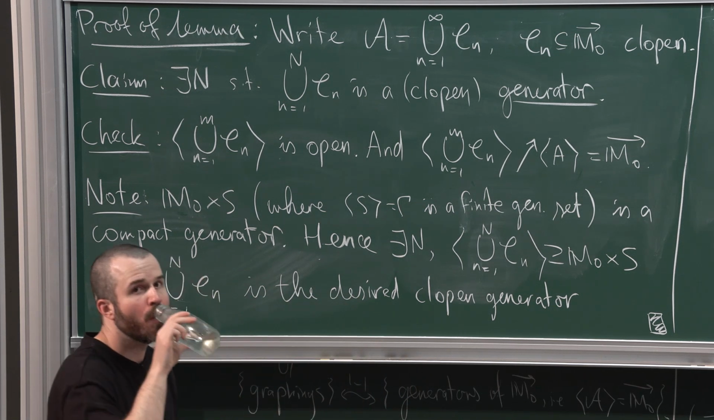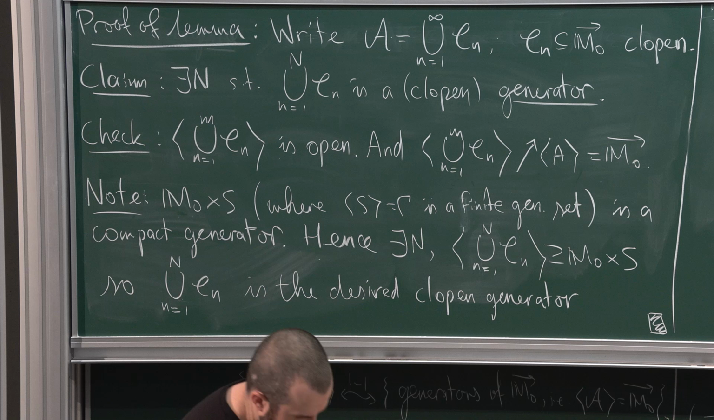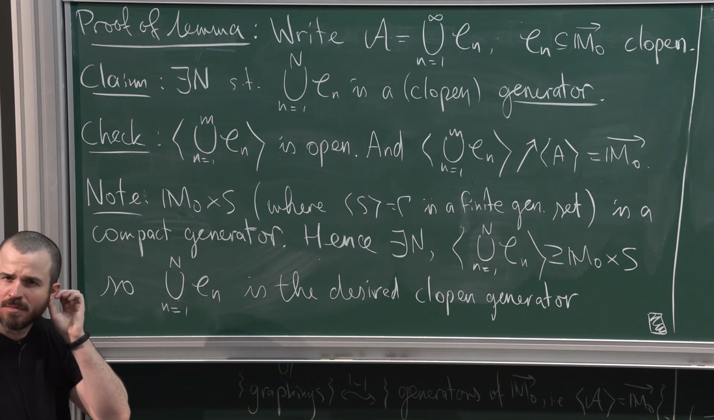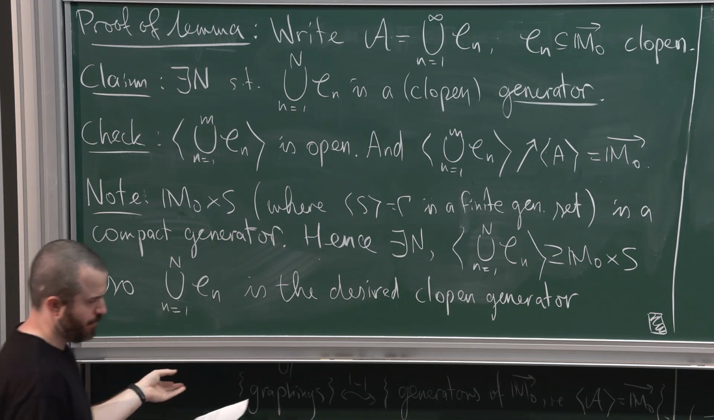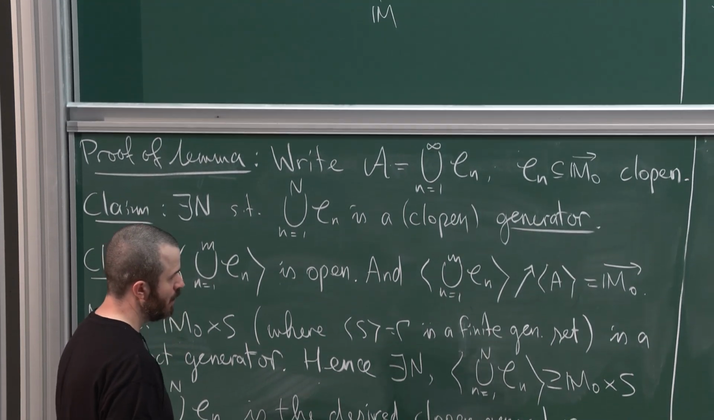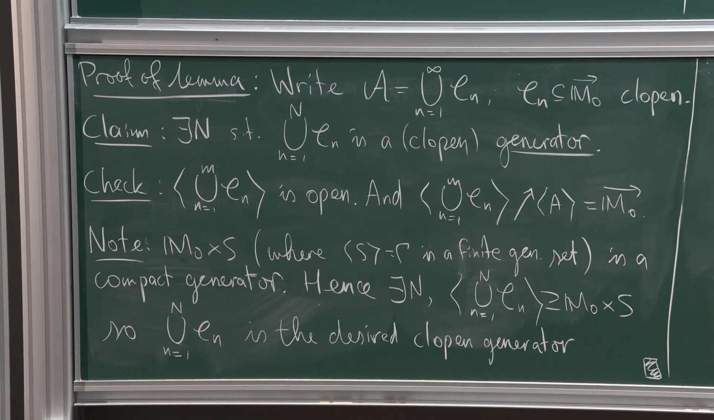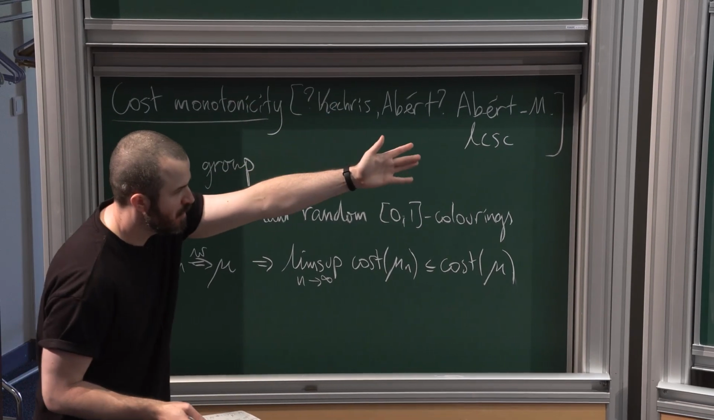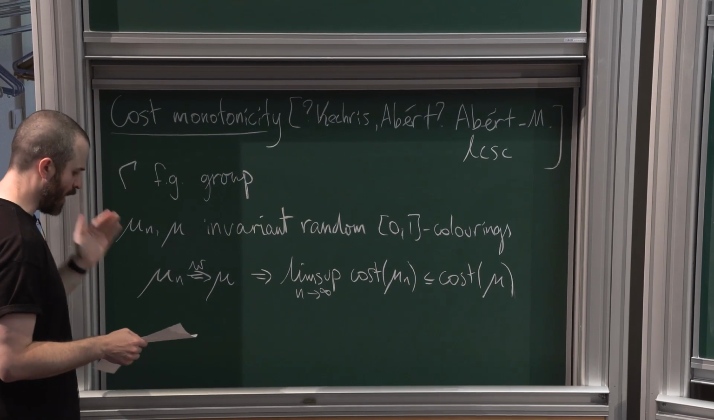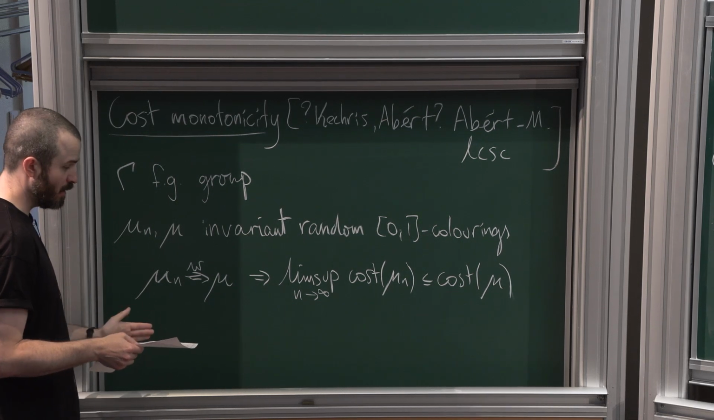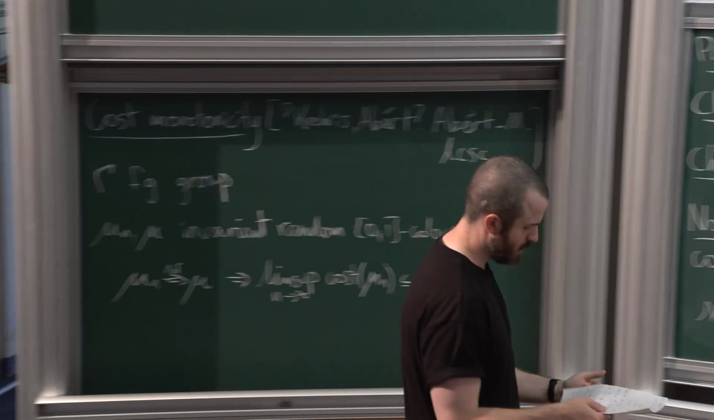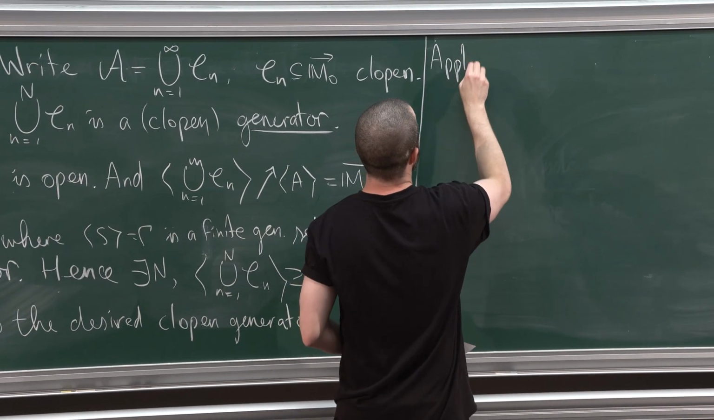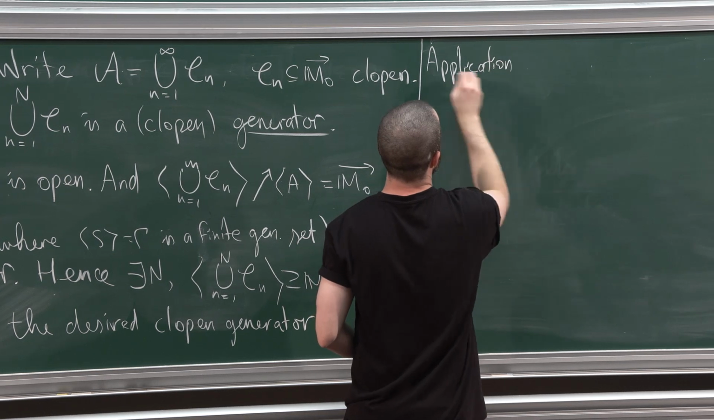Okay. Are there any questions about this proof? Okay, so now we have the cost monotonicity result. And what we saw, what was on this board previously, is that if you just naively try to apply it, you get nothing. And now I want to tell you the fix. Okay? So this is the application. The only time I'm going to use this Faber condition.